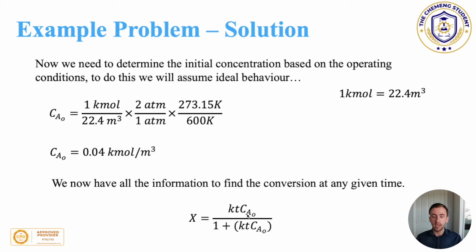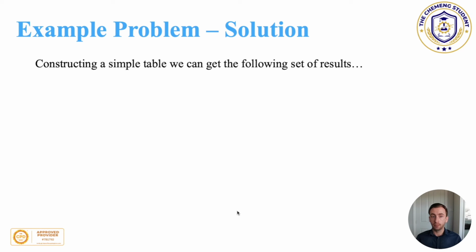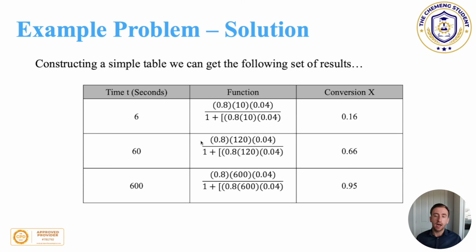We have k, we have Ca naught, and we will vary our temperature and our times, and then we can create our plot. So what I would tend to do is create a table that characterizes each increment that we want. Now what you have to be careful of is to ensure that your time is in the correct units. We were provided the times in minutes. We need to convert these to seconds, because remember the units of k is per second. So by converting our times to seconds and substituting into the function, we get our respective conversions.